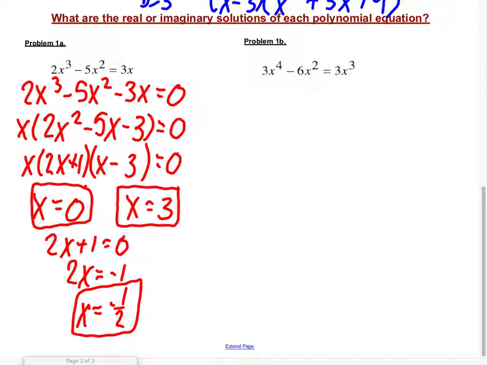Something you can check: the number of zeros, the number of roots, has to match your degree. We have 3 zeros. My degree is 3. They match. Okay, let's go to the next one.